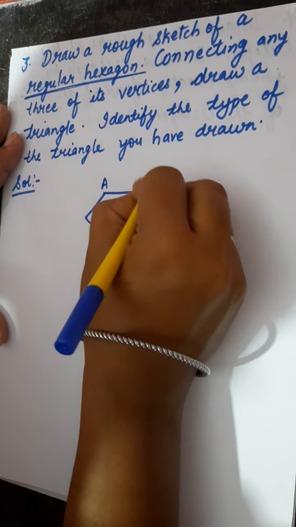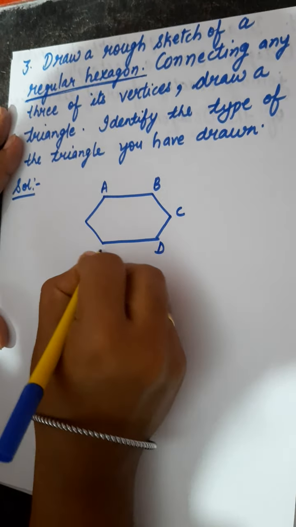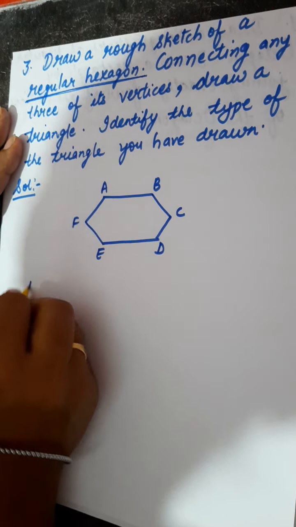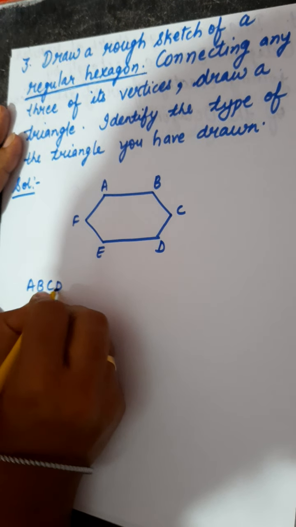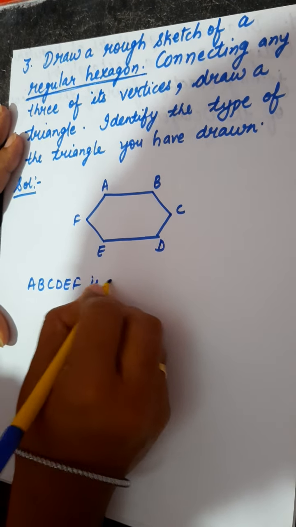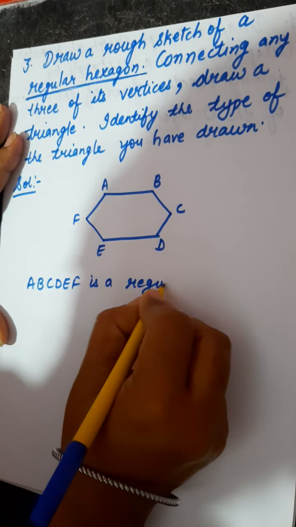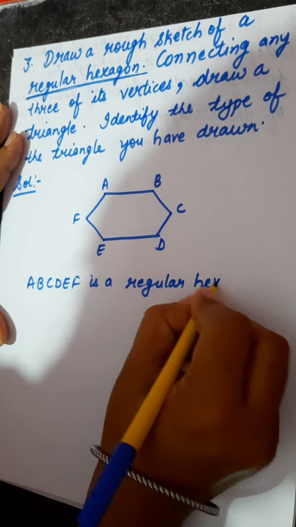Let me name it A, B, C, D, E, F. Here I will write: A, B, C, D, E, F is a regular hexagon.